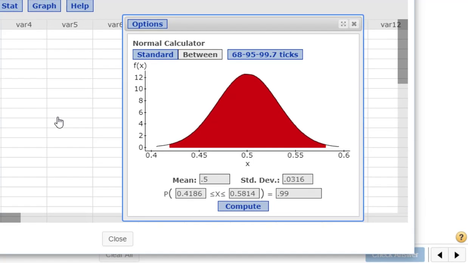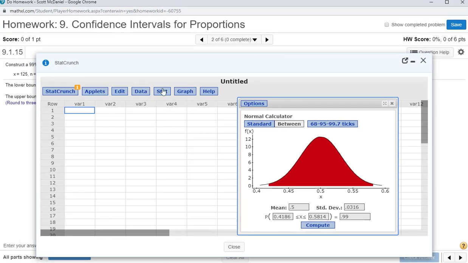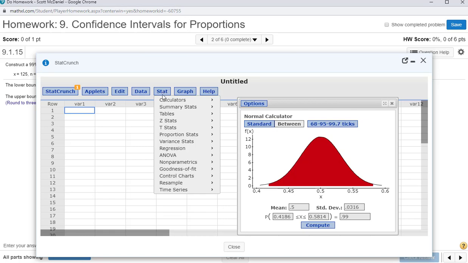But I can do something even better. I can run the test itself. So I can go to Stat, Proportion Stats, One Sample, With Summary. Let me let you think about that for a second. We're talking about proportions. In this class, we're pretty much going to talk about proportions or means. If we do proportions, we go to proportion stats. If we do means, we're almost always going to go over to T Stats. So these are the two you're going to be using.